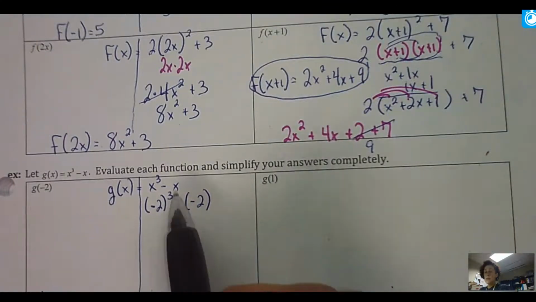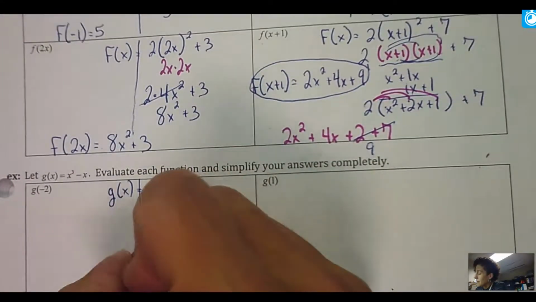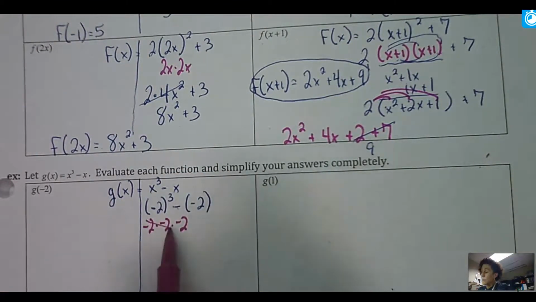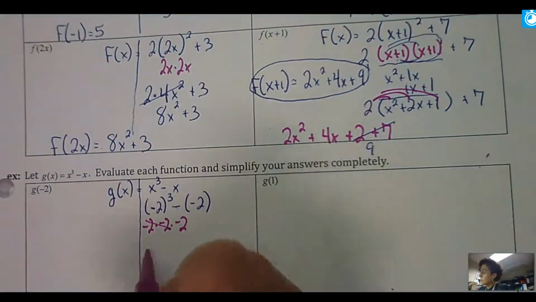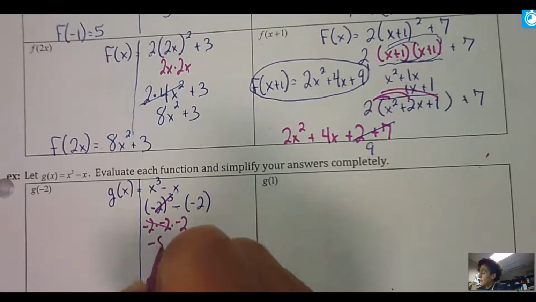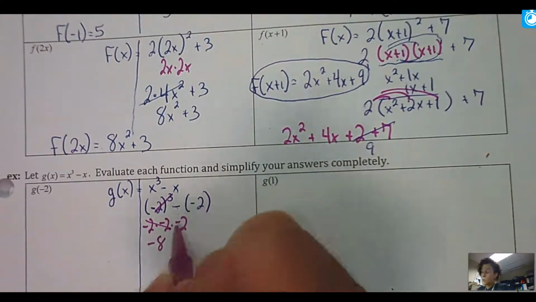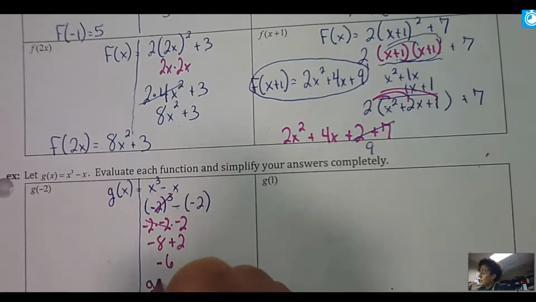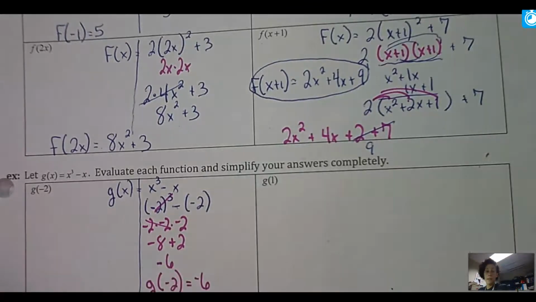So again, negative 2 cubed means negative 2 times negative 2 times negative 2. So this much gives me 4. 4 with negative 2, I get negative 8 from this. And then when I subtract negative 2, that's like me adding 2. So when I'm done, I'll get negative 6. And so my function, g, when x is negative 2, gives me an answer of negative 6.